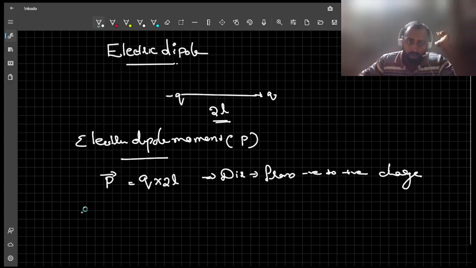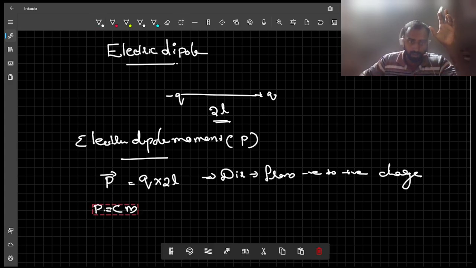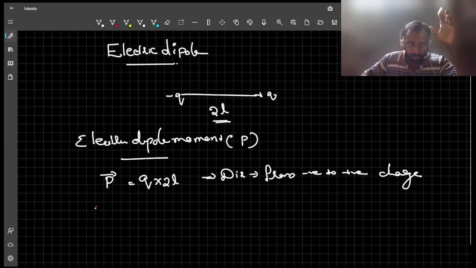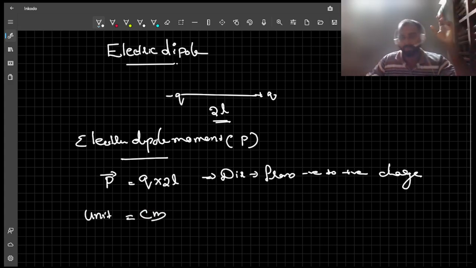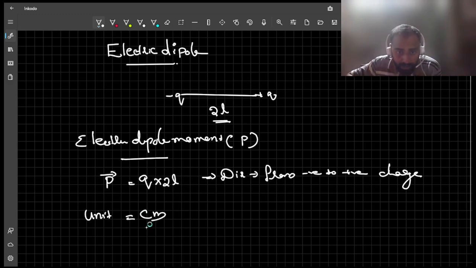And what will be the unit of electric dipole moment? From the definition, charge has the unit coulomb, and length is in meters. Coulomb meter is the unit of electric dipole moment. So it is not centimeter, it is coulomb meter. Charge into length.